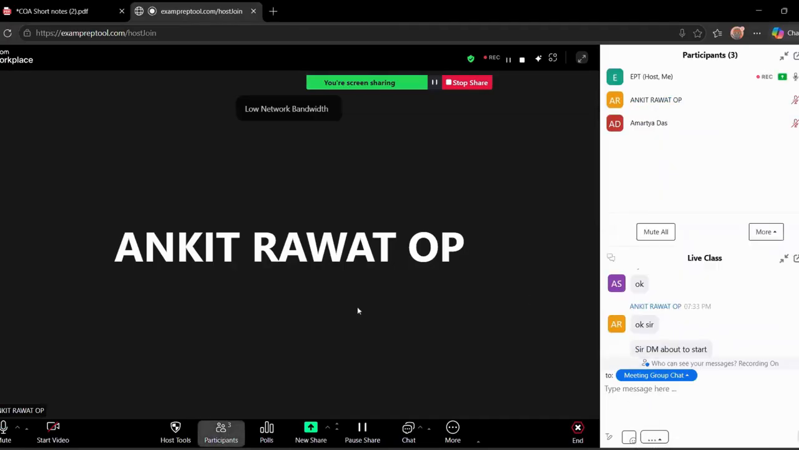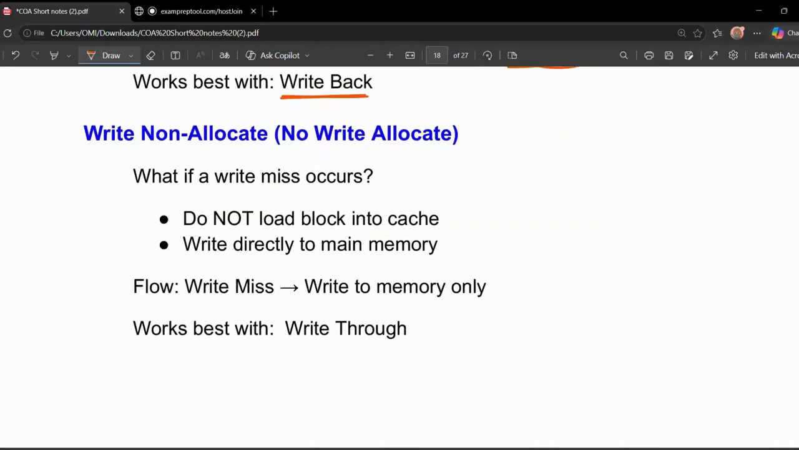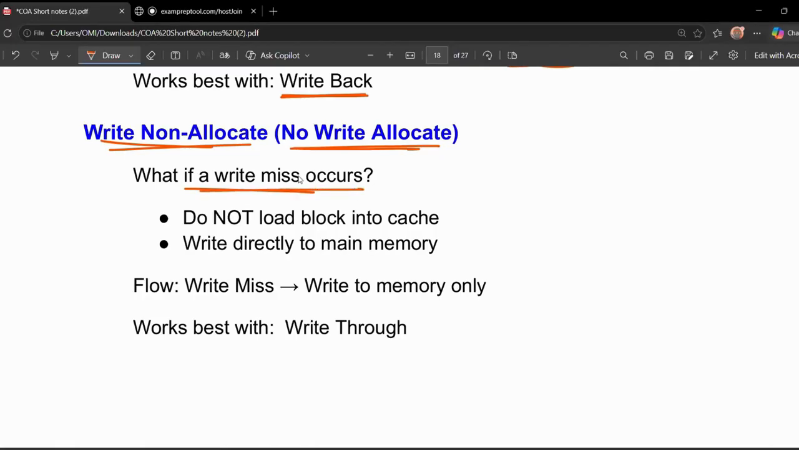Now, what is the other policy? Another policy is no write allocate, or write non-allocate. So what if a write miss occurs? You do not load the block into the cache. You write or update directly to main memory.